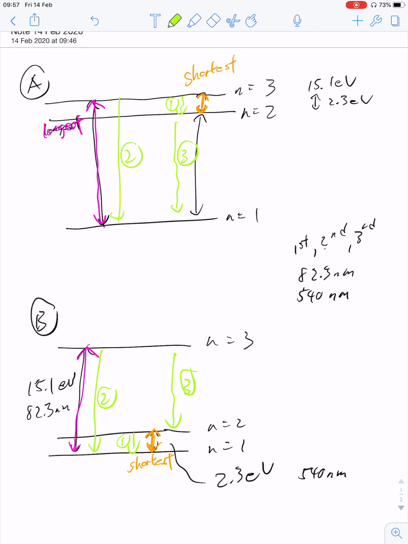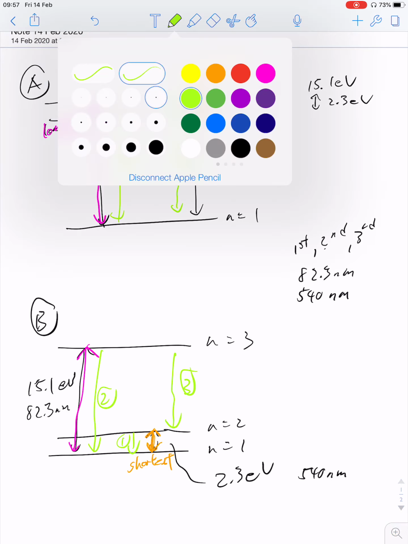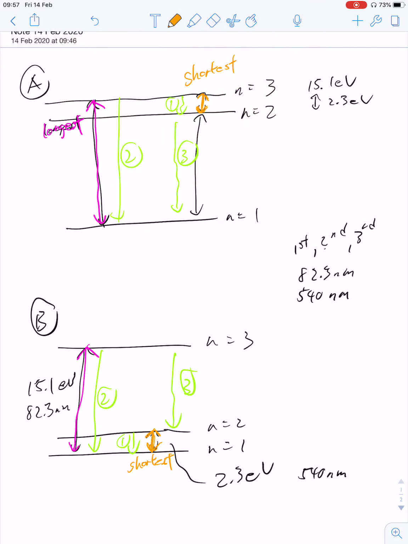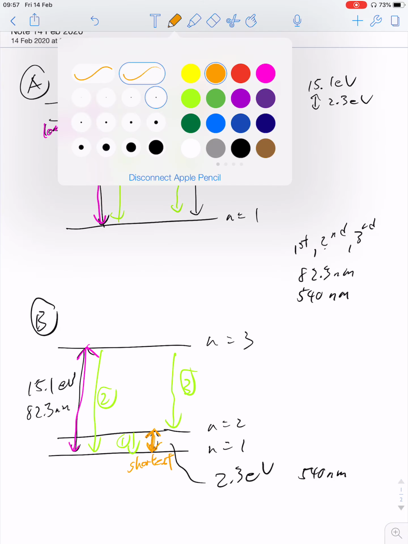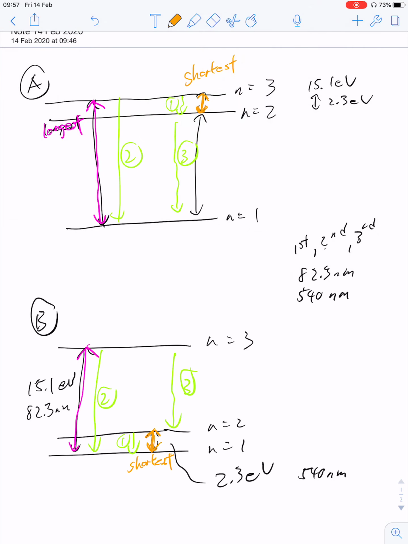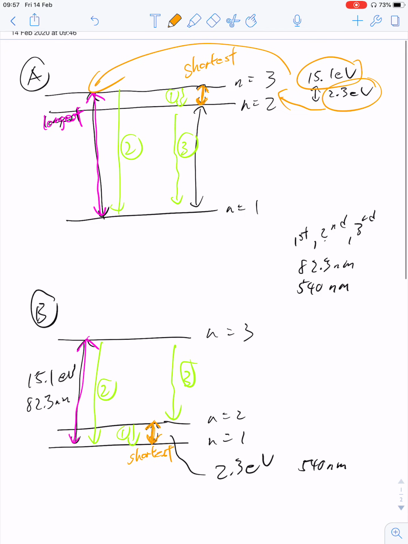So if there's a separation of 15 electron volts for the longest wavelength, I'm going to use one last color here. Let's use blue. So the longest one was 15.1 electron volts, and the one in between is 2.3, then what's left over here has to be the difference. So 15.1 minus 2.3 gives us 12.8.